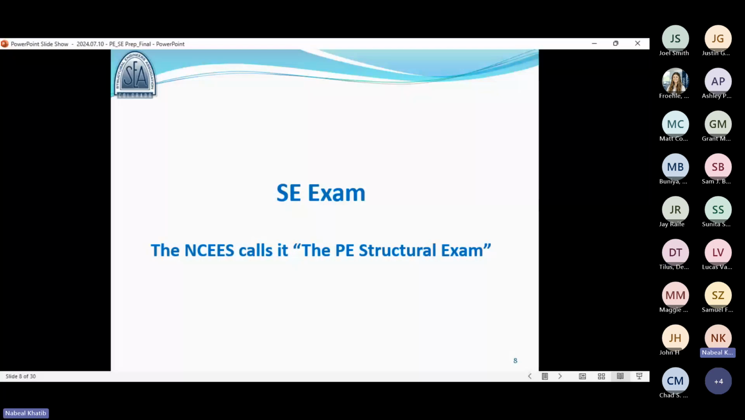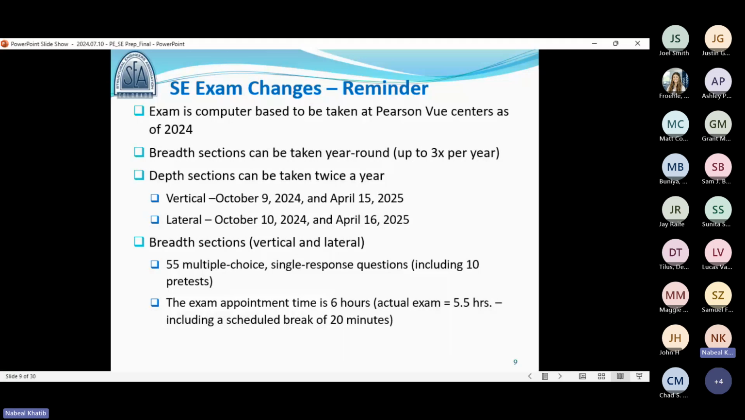But that concludes the PE exam presentation for now. Let's hop in to the SE exam, what is right now well known as the PE structural exam. Guess what? The SE is now CBT. It's computer-based test, and it works exactly the same as the PE civil structural exam at this point when it comes to the location, the registration, even how many times you can take it. For the breadth portion, it contains 2 components.